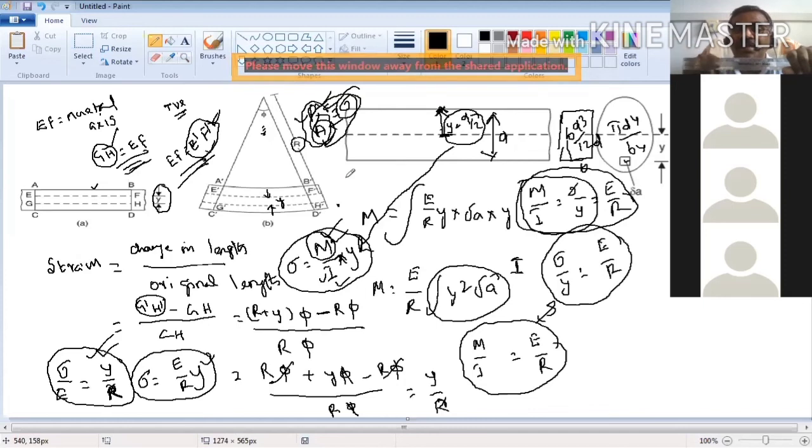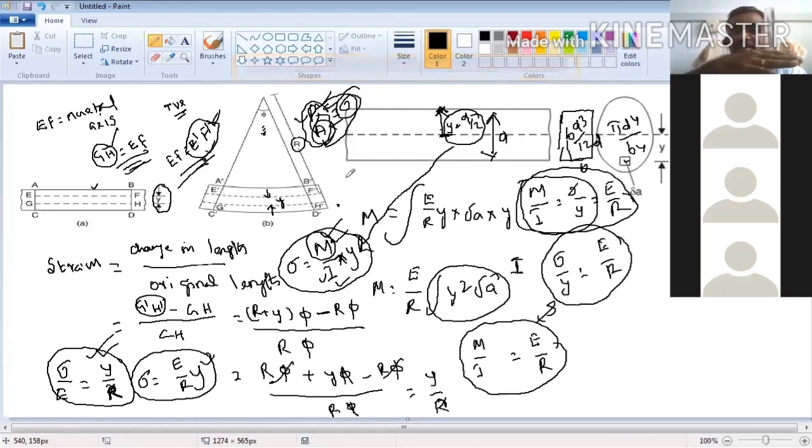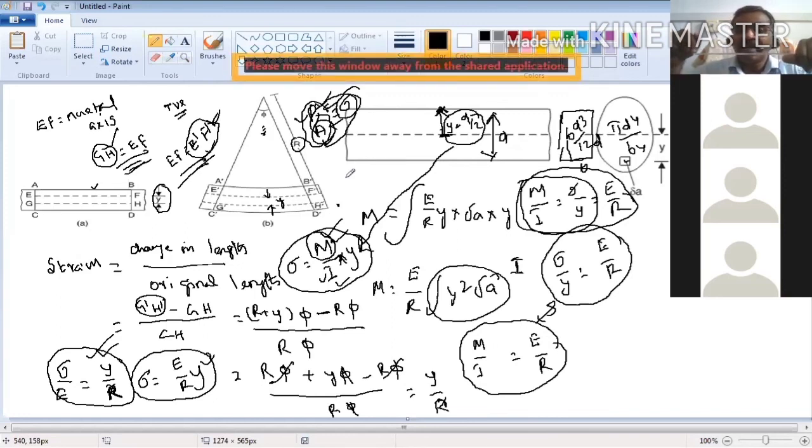Why? In case of axial load, area alone is the factor for stress: area and load only. But if you keep it like this, area is not the main factor. Here it is the moment of inertia. If you keep it like this, moment of inertia will be less. If you keep it like this, moment of inertia will be more. How? Now we can see.